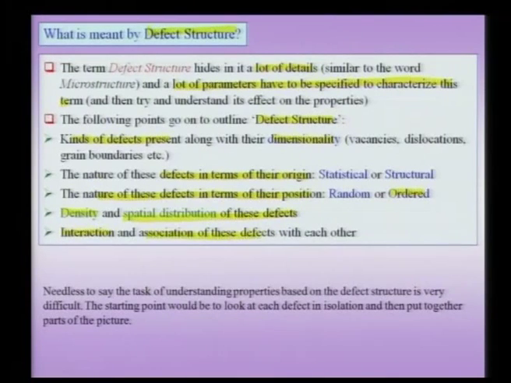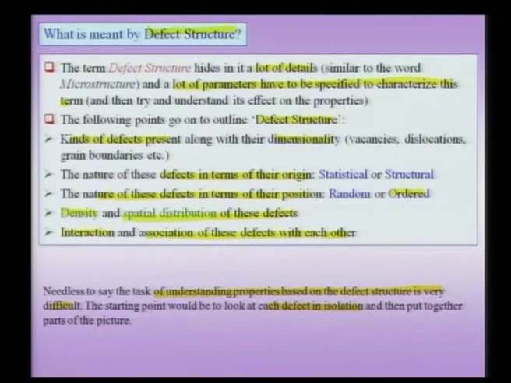And what is the kind of interaction I am talking about between these defects? How does a point defect interact with a dislocation? How does a point defect interact with a grain boundary? So, these are questions I would ask, and therefore, I need to worry about the interaction and association of these defects with each other. So, needless to say, the task of understanding these properties based on defect structure is very difficult. So, this is actually a very difficult proposition, but then the starting point is very easy, that I start with each defect in isolation and then slowly start putting some of these defects together to understand the bigger picture.